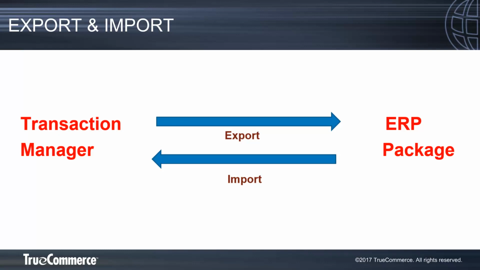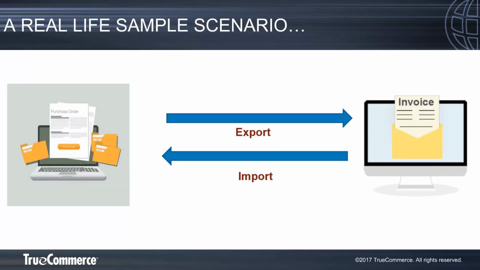Exporting is the process of pushing a transaction from your transaction manager to your ERP system, and importing is the process of pulling a transaction from your ERP system to your transaction manager. For example, if you receive a purchase order from your trading partner, you can export that PO from Transaction Manager to your ERP system in order to create an invoice. Then you can import the invoice information from your ERP system to Transaction Manager, allowing you to create an EDI invoice to send to your trading partner.